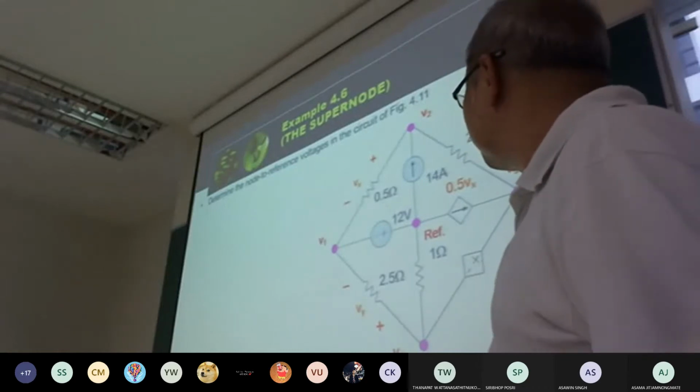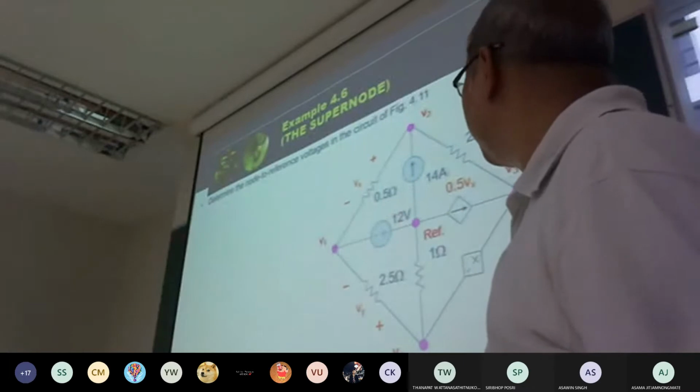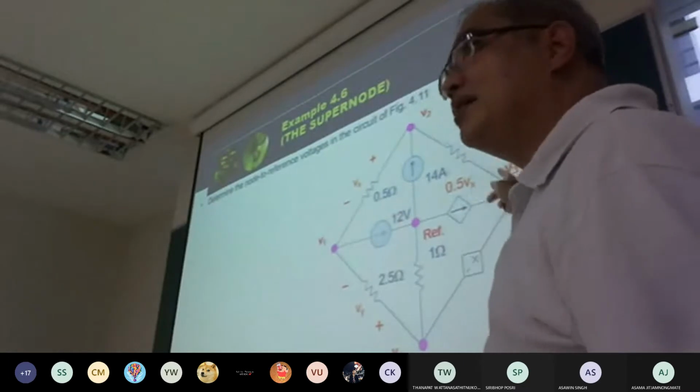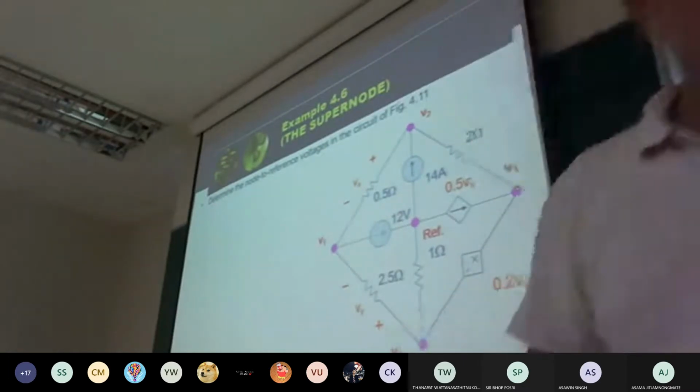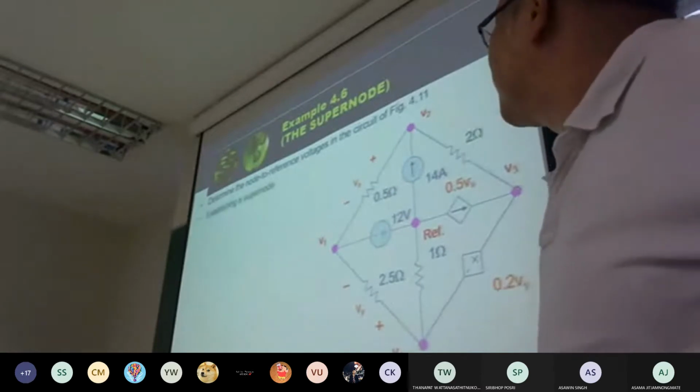Now, which nodes should you formulate to be the supernode? Node 1 and the reference. Another one is V3 and V4. Extract with the supernode first.